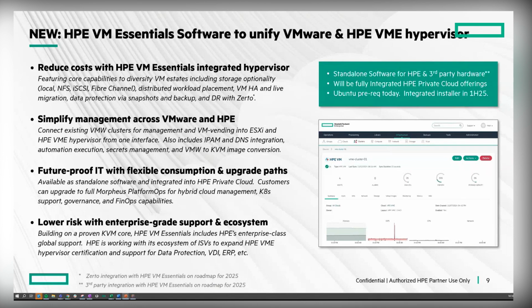Today, Ubuntu is the operating system that is a prerequisite for customers to deploy VM Essentials. HPE will be offering level 1 and level 2 support for VM Essentials, and we have an agreement with Canonical as well to help support. But if customers want to purchase additional support for the Ubuntu operating system, then they can work directly with Canonical as well.